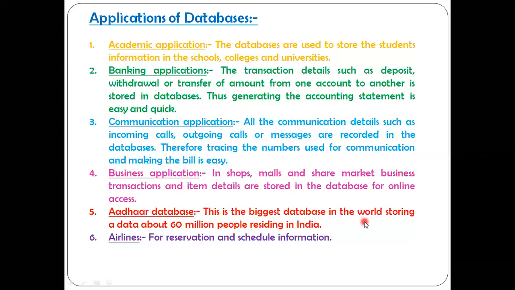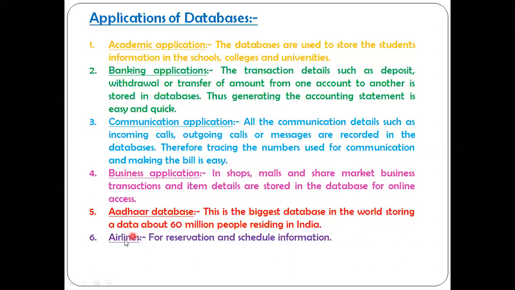That means almost 16 million people's data will be stored in the database. Their name, their date of birth, their address, their contact number, everything will be stored in the database. This is the biggest database in the world, storing data about 60 million people residing in India. Throughout the entire nation, almost 60 to 70 million people have their own Aadhaar number.